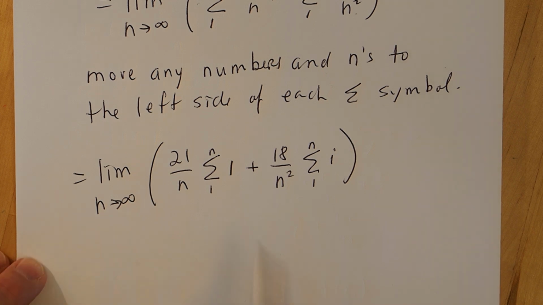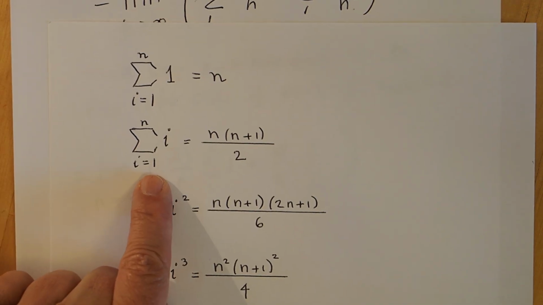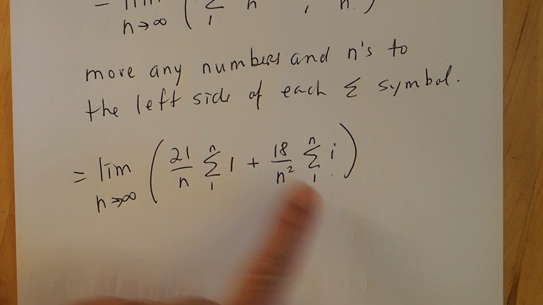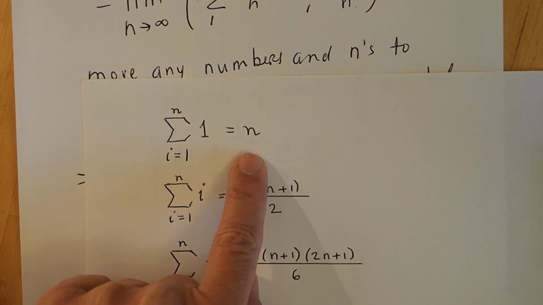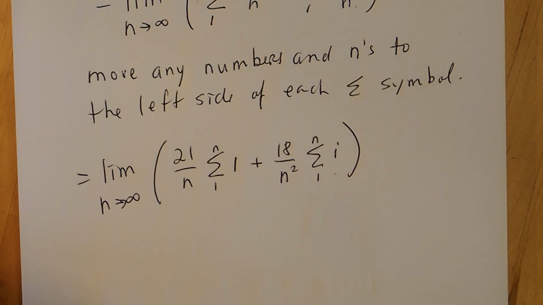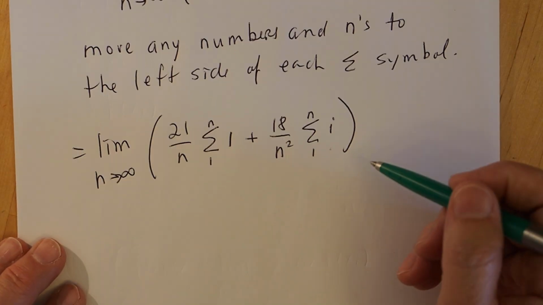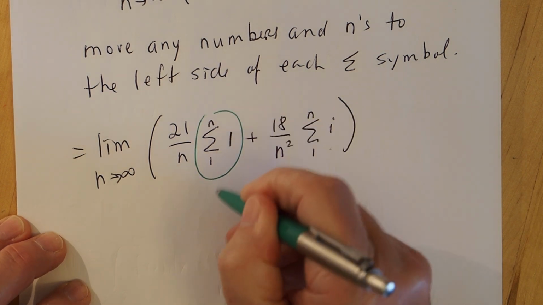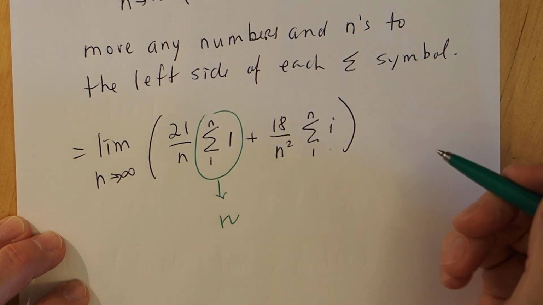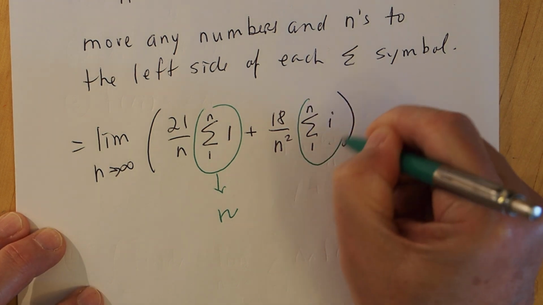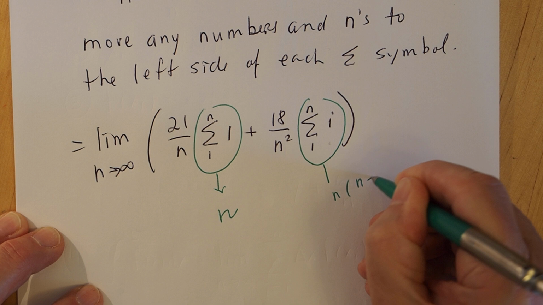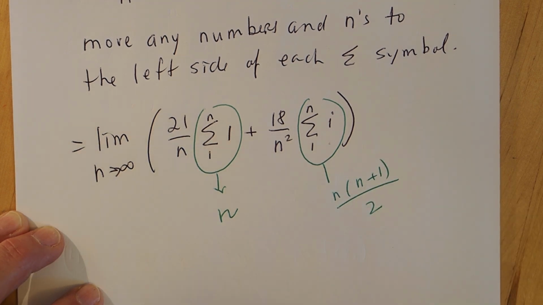But wait a sec, these guys are found in the list, aren't they? Like the second guy on the list, there he is, the sum of i. That's what appears here. And the top one, the sum of 1, it's n. So these guys can be substituted in here now, can't they? So this guy here is just equal to n using the Riemann sum formulas, right? And this guy here is simply n times n plus 1 over 2.